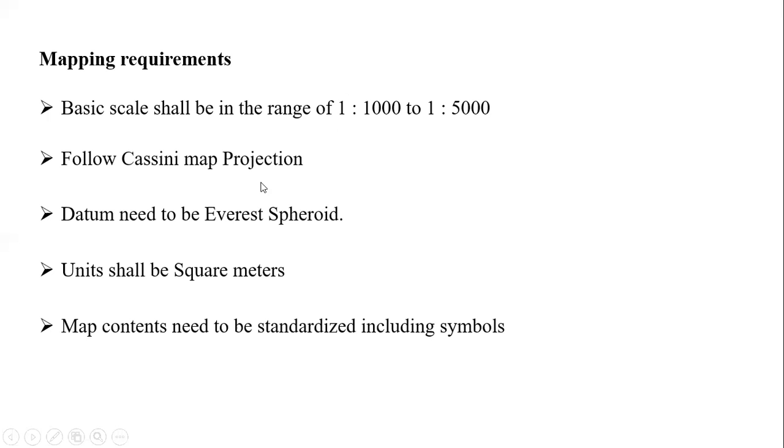So just remember it needs some Gaussian projections and some average spheroidal projections, and the map consists of some standardized symbols, or it will use some numbers also. And the units are mostly square meters. Previously, in very olden days before British India rule, they went for miles and inches, but nowadays everything is converted into square meters. So these are the requirements for cadastral mapping, and this is the scale.